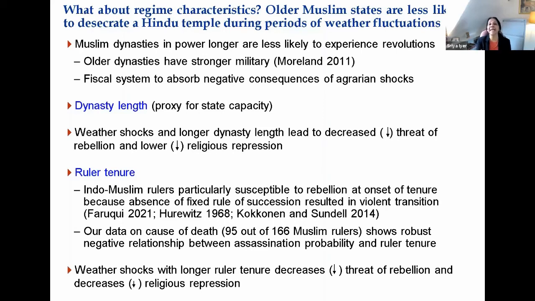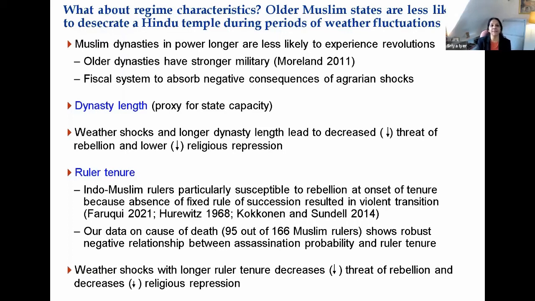So they could give you tax concessions if you had a crop failure, for example. One of the things that we're also looking at in this project is dynasty length as a proxy for state capacity. Weather shocks and longer dynasty length, did it lead to decreased threat of rebellion and lower religious repression?